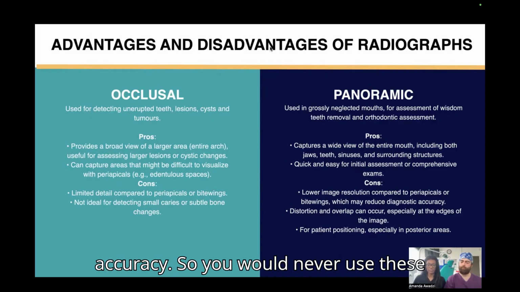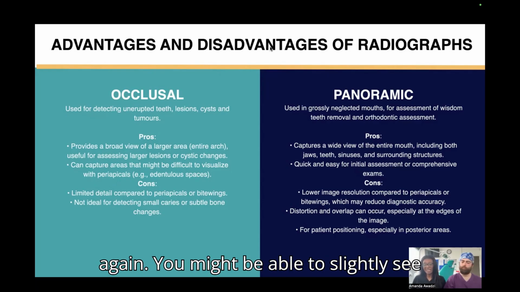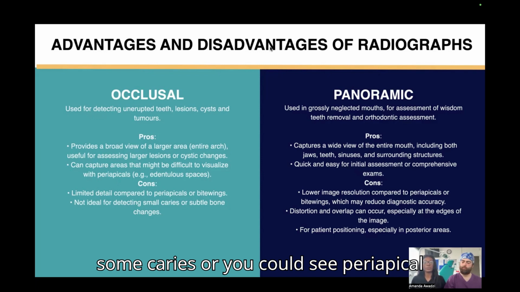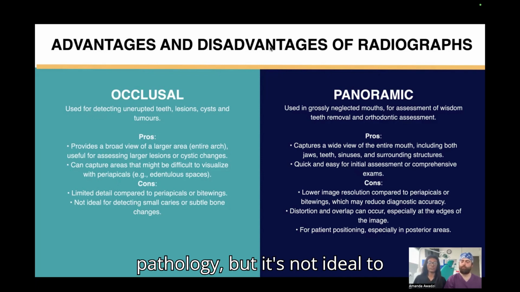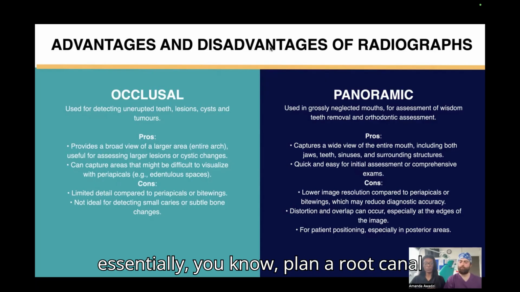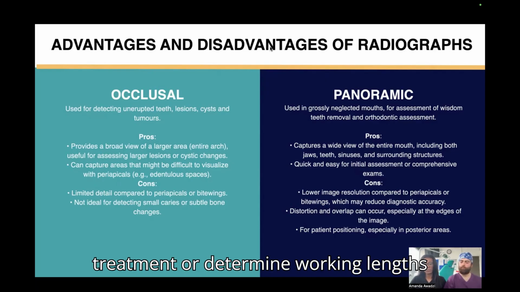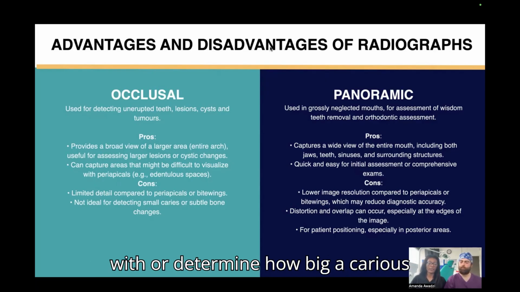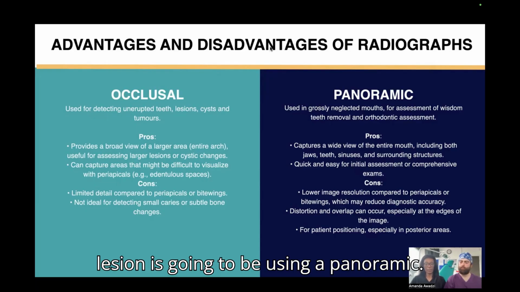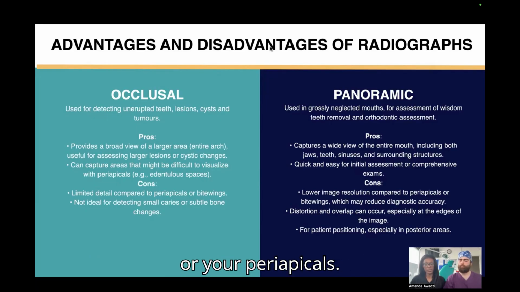Cons: there is a lower image resolution compared to periapicals or bite wings, so it can reduce diagnostic accuracy. You might be able to slightly see some caries or you could see periapical pathology, but it's not ideal to plan a root canal treatment, determine working lengths, or determine how big a carious lesion is going to be using a panoramic. You would usually stick to your bite wings or your periapicals.